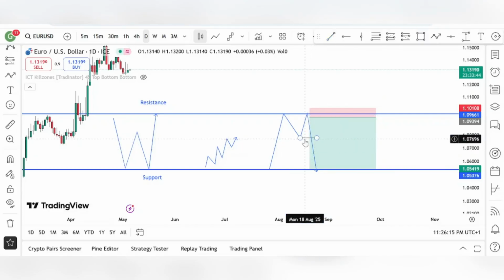So first is to wait for the neckline break. When you see a double top, when you see price rejecting here, you want to be very conservative. You want to wait for good confirmation. One of the confirmations you want to wait for is a breakout of the neckline. So this is what it means.